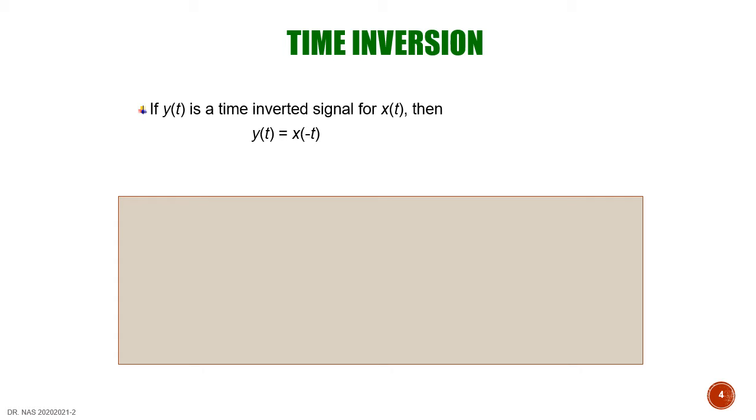Remember the general equation, y equal to x(t). When there's time inversion, you need to look inside the bracket. Here there's an additional variable or notation inside the bracket, which is negative. Negative means the signal is being inverted in time.